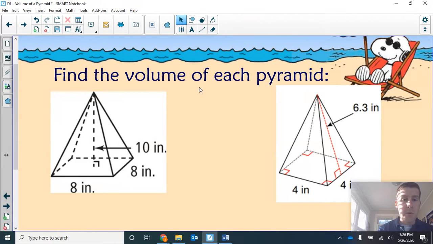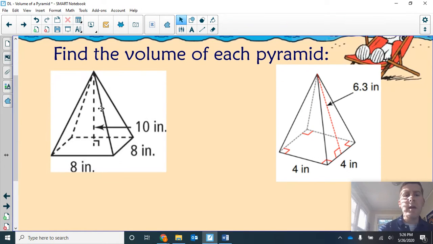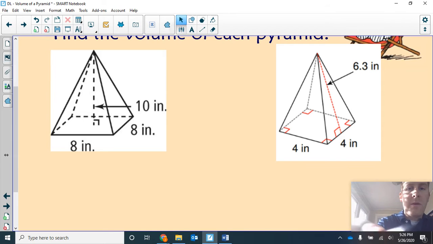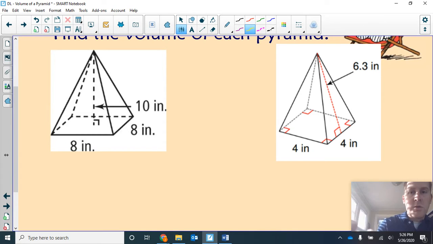Okay, so for the first one, we want to find the volume, and the beautiful thing here is that they're already giving us the height of our pyramid. So we don't have to use the Pythagorean theorem here to find it in this case. First of all, we want to find the area of the base. Since our base is a square, the area of the base is going to be 8 times 8, which is 64.